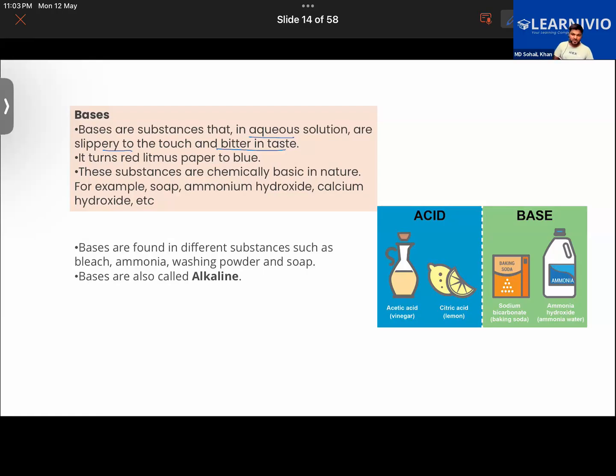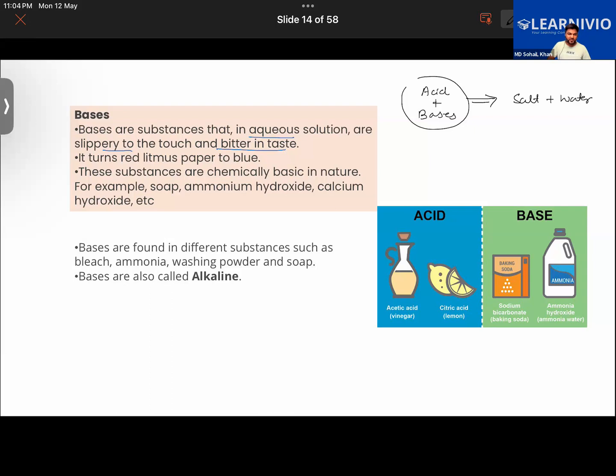Further, what will happen when bases are added with the acids? When they are added with the acids, they cancel the effect of each other. They neutralize the effect of acids. So we can also say that a substance which can neutralize an acid to form a salt and water is called a base.